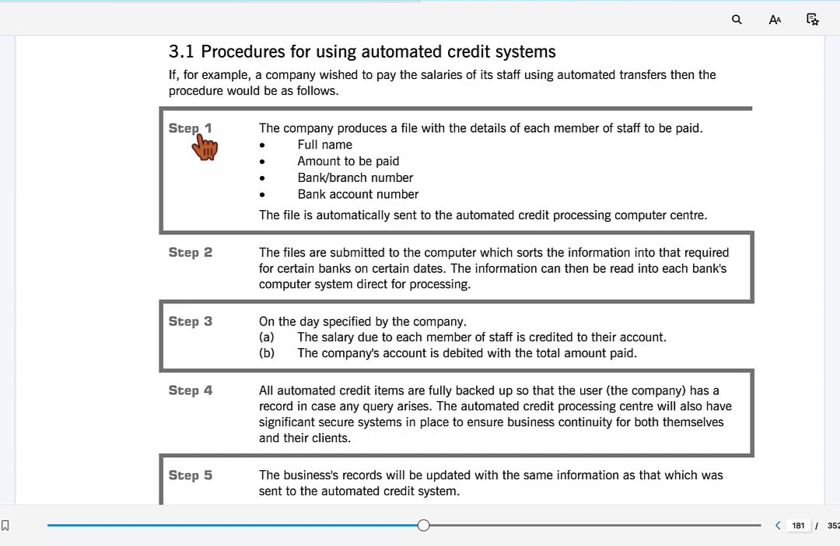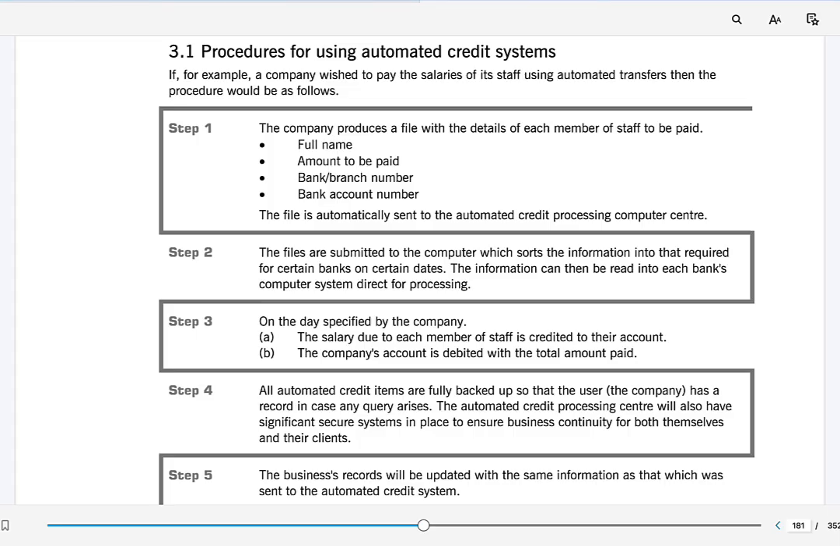Step 1 of Lesson 3.1. The company prepares the payment file. Class, now we are focusing only on Step 1. This step is the foundation of the whole automated payment process. If Step 1 is done correctly, everything after it becomes easy and safe. If Step 1 is done badly, the company can pay the wrong person, pay the wrong amount, or miss someone completely. So please take this step seriously, because in real life, this is where most mistakes happen.